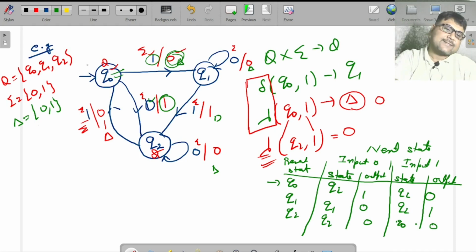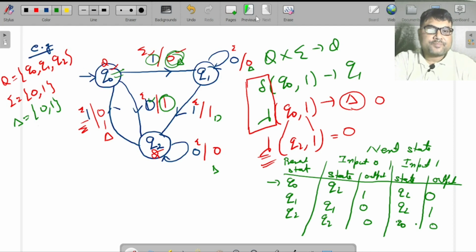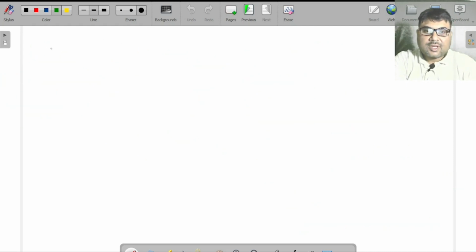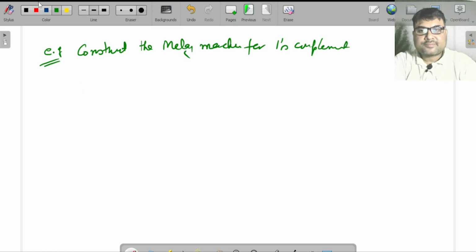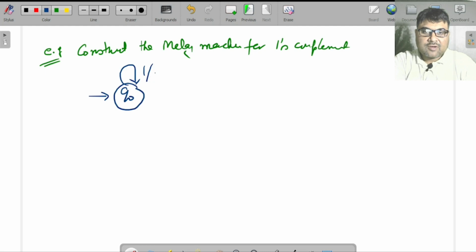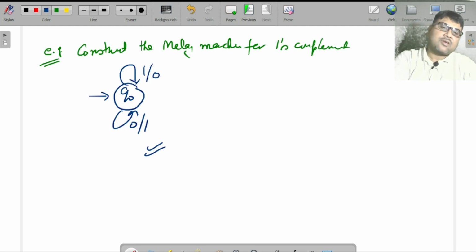Now let's learn some examples also. Let's construct the Mealy machine for one's complement. Let's draw this. Here is a state Q naught, and if I give 1, the output should be 0. If I give 0, the output should be 1. So here is a machine for one's complement.